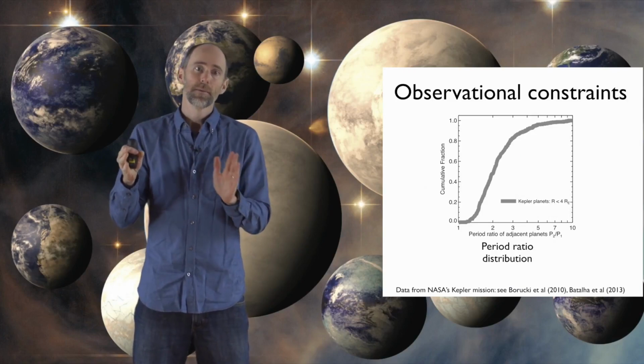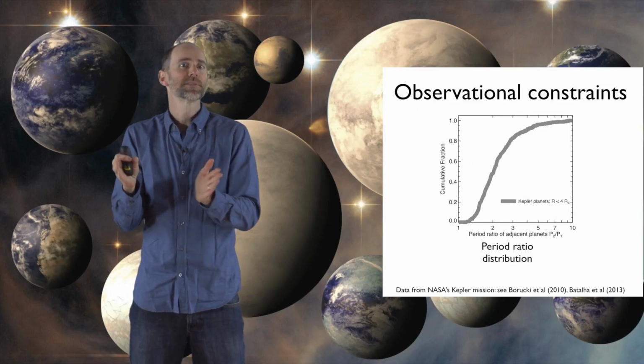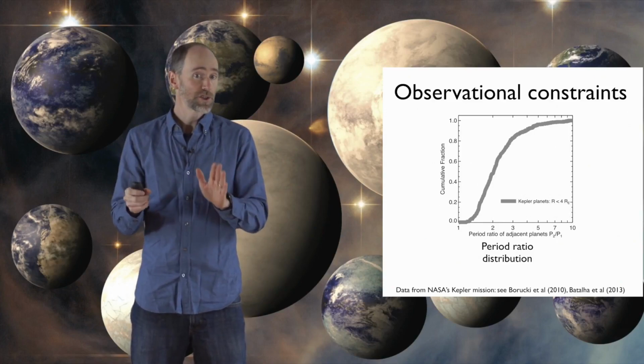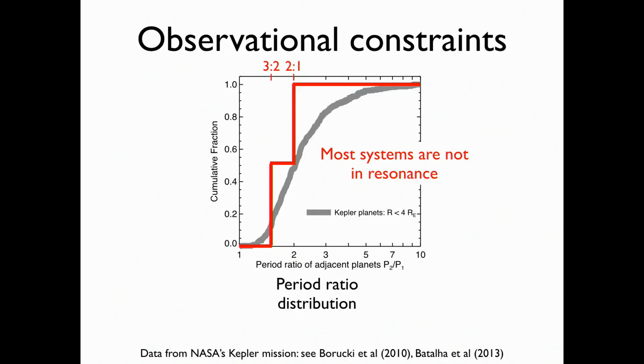ratio of how long it takes different planets to go around. So in 2-to-1 resonance, the outer planet goes around its star one time for every 2 times the inner one goes around, and then they realign. 3-to-2 resonance is the same idea. The outer planet goes around twice for every 3 times the inner planet goes around, and then they realign.